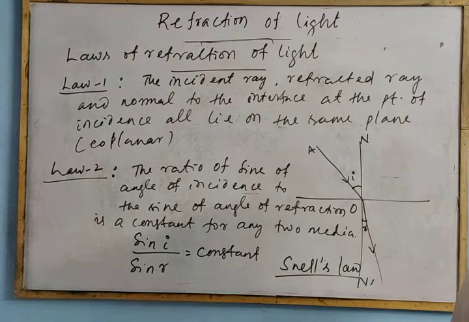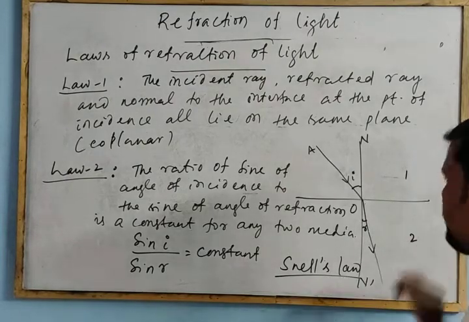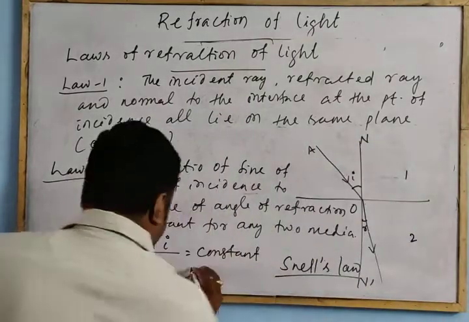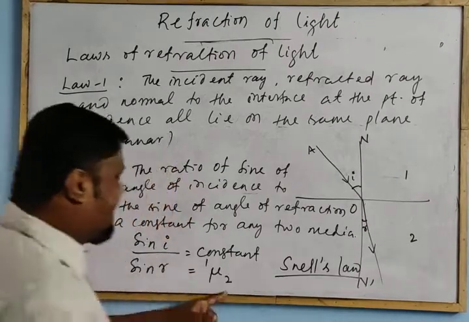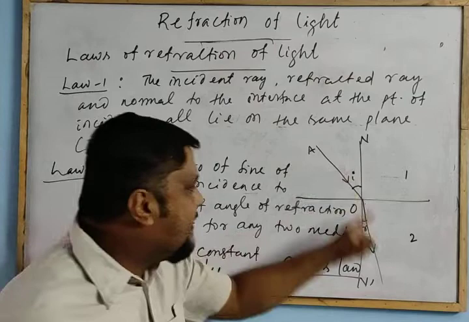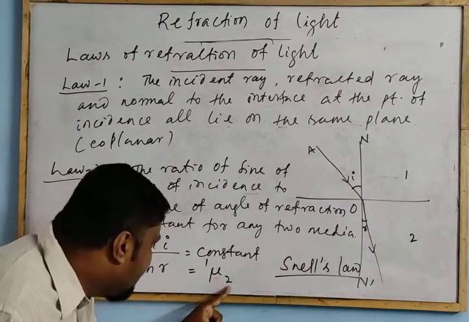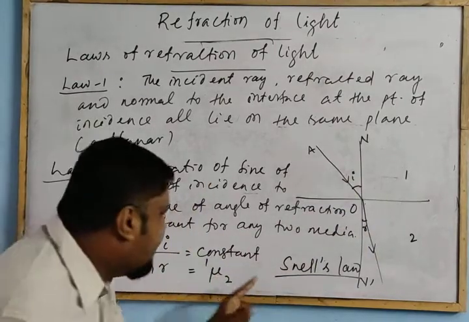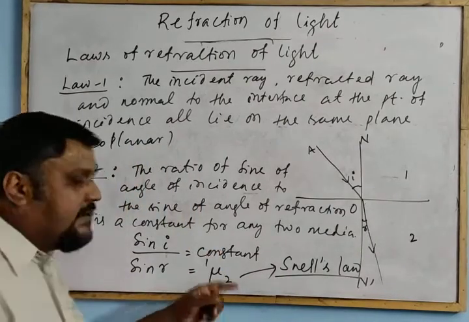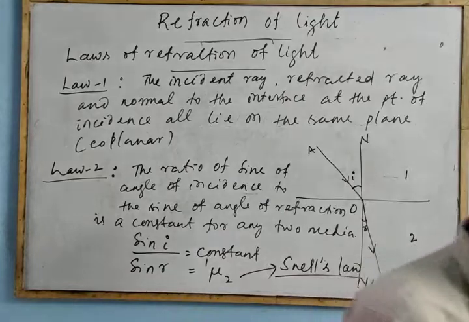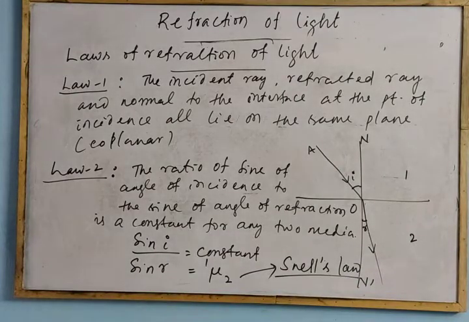Which refractive index? The relative refractive index. Here it is medium 1, this is medium 2. So this constant is the relative refractive index of 2 with respect to 1, because the ray is traveling from 1 to 2. So this is the relative refractive index of 2 with respect to 1, and this is your Snell's law.